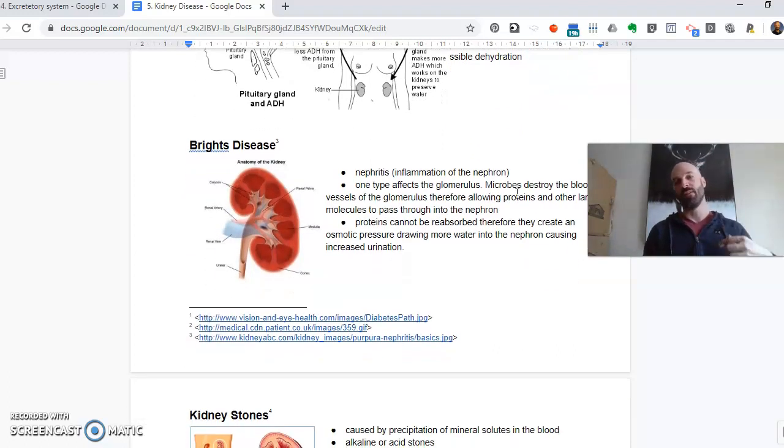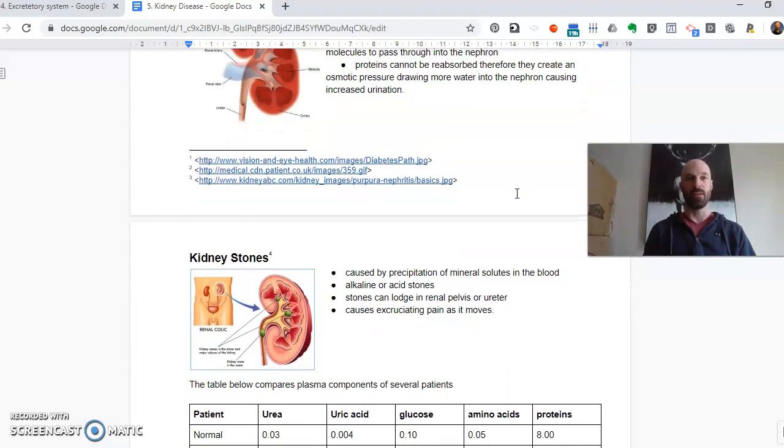And Bright's disease is when you have an inflammation of the kidney and the nephron. And so what that means is it's damaged. The blood vessels get damaged, so they're more permeable and they release larger molecules. And so you would have protein in your actual urine output. Okay, so if you're excreting protein in your urine, then that's a sign that you have Bright's disease.